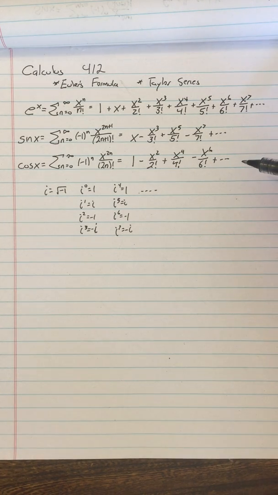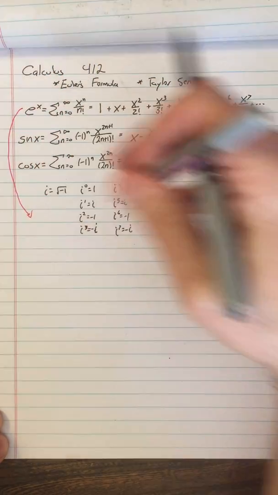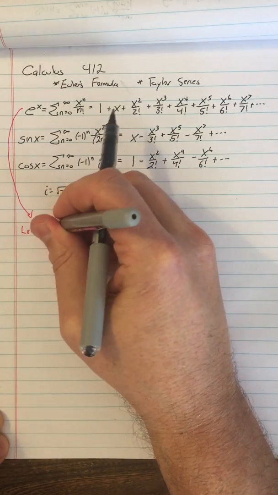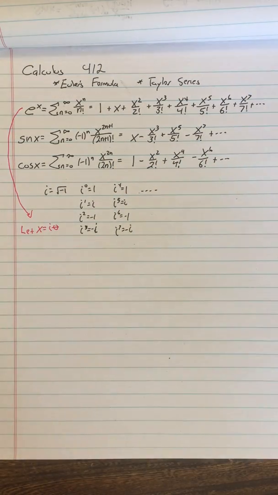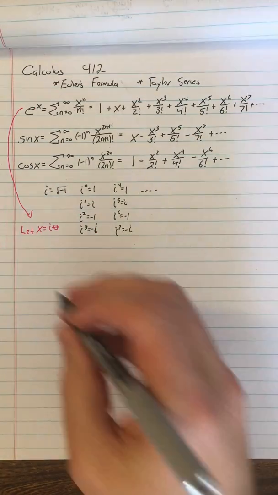All right, so here's how that's useful. In the Maclaurin series for e to the x, we are going to let x equal i theta. Theta is just another variable, and i is your square root of -1. So we're going to do substitution into this formula. Here's what we get when we do that.